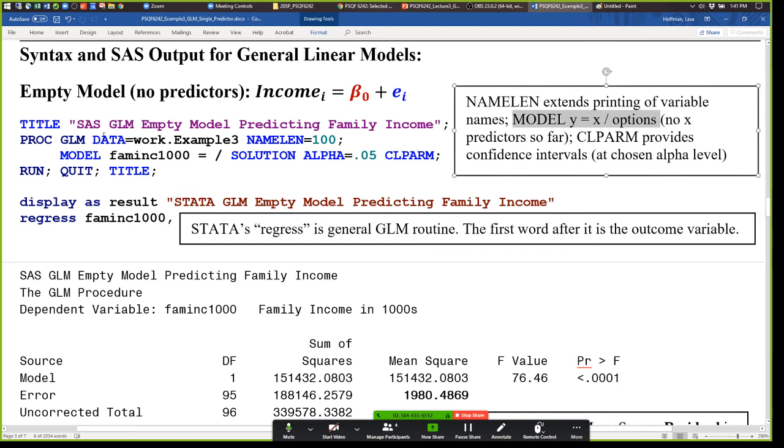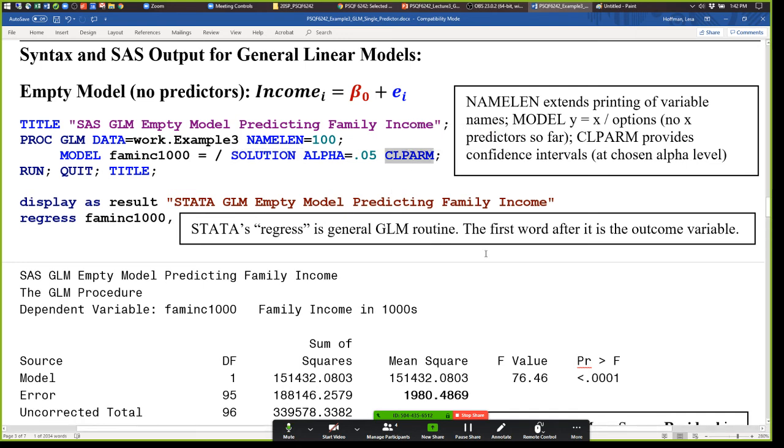This right here is an empty model. So y equals, it looks like nothing. That's because Proc GLM puts in the fixed intercept, beta 0, by default. You don't have to ask for it, it's already there. Solution means give me what you think the fixed effects actually are, their standard errors, their t-tests, and their p-values.